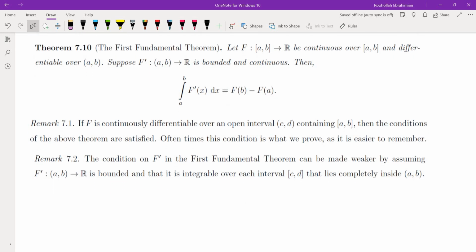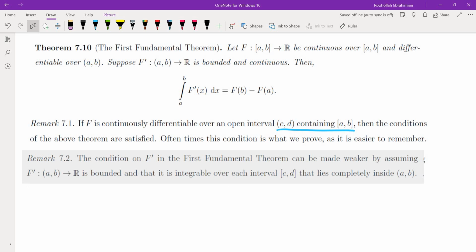Before we prove this, almost all the time, what we do is we show that f prime is continuous over an interval that contains closed interval ab. So for example, your function could be continuously differentiable over the entire real line. Then you don't have to check separately that it is bounded and continuous, because by EVT it is automatically going to be bounded.